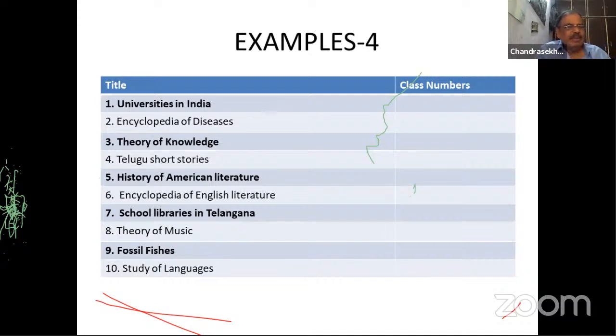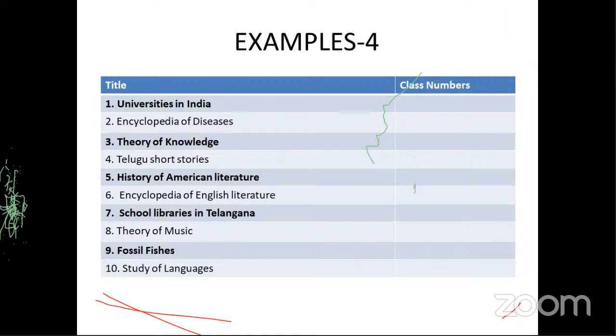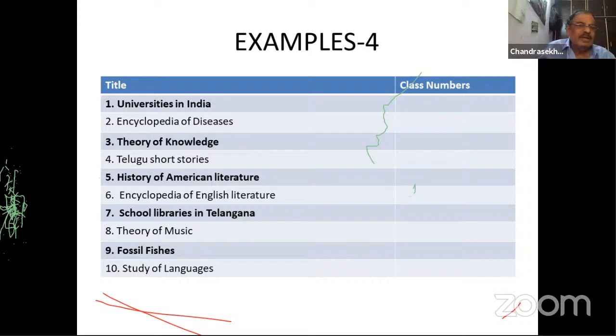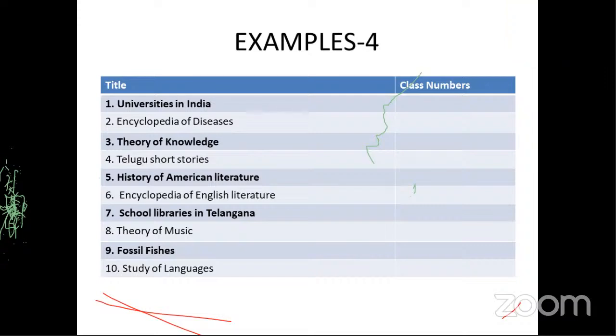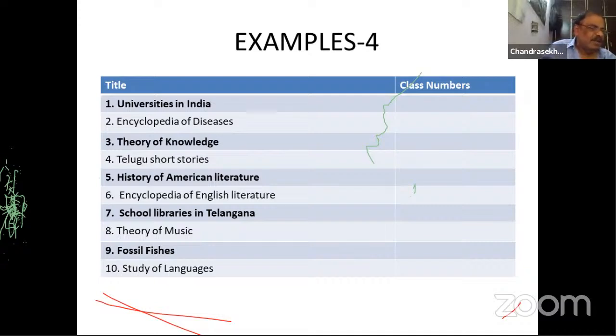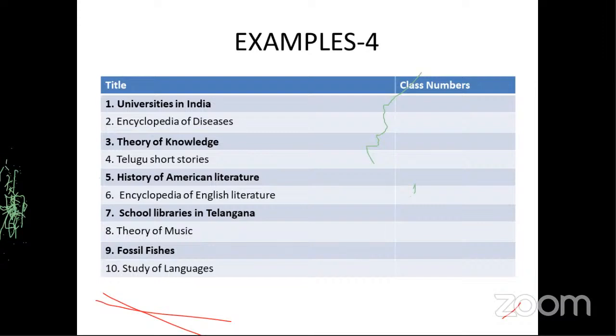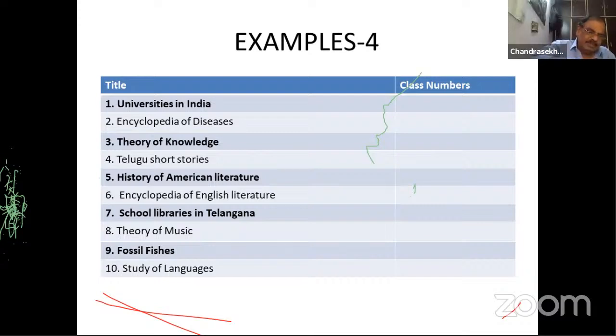Otherwise, if you have time, go to the schedules and look at how to add the standard subdivisions, even geographical areas. Then theory of music. Music, as we discussed today, is 780. Theory is from Table 1, 01. So 01 is from Table 1. Here also, go to the schedules, 780.